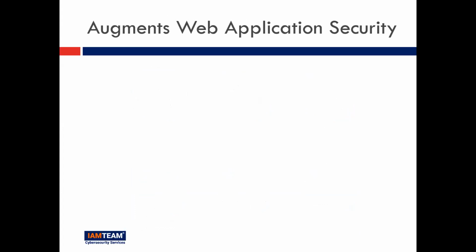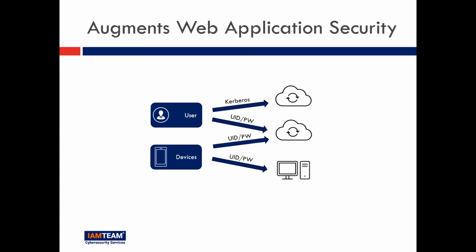So how does it work and what would it look like? So here in our before state, we have the users and devices connecting directly to the different applications. Each application may support different methods of authentication, say Kerberos for a Windows application here, or maybe user ID and password for the older applications. So for a user to log in, he needs to log in separately and multiple times to the different applications.